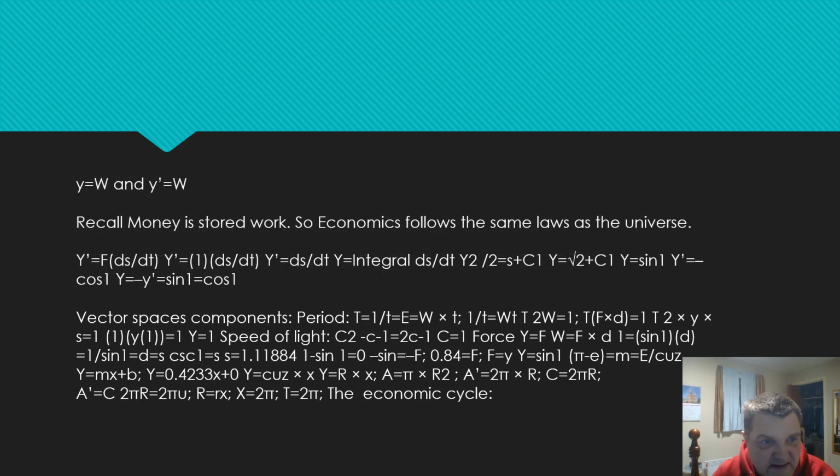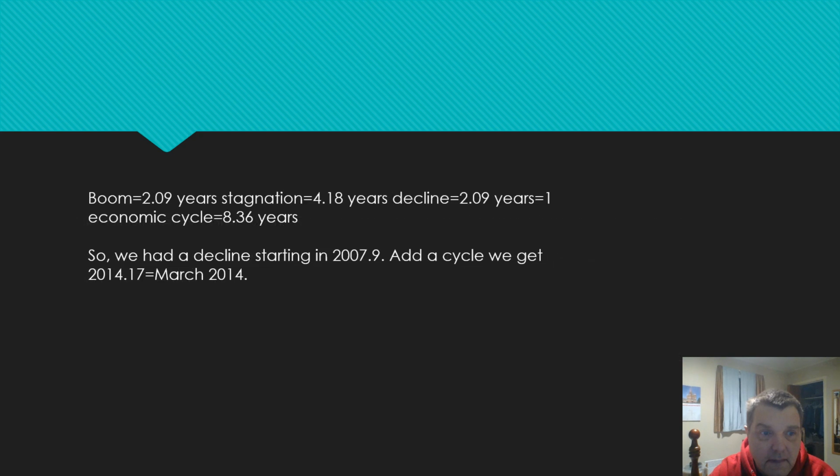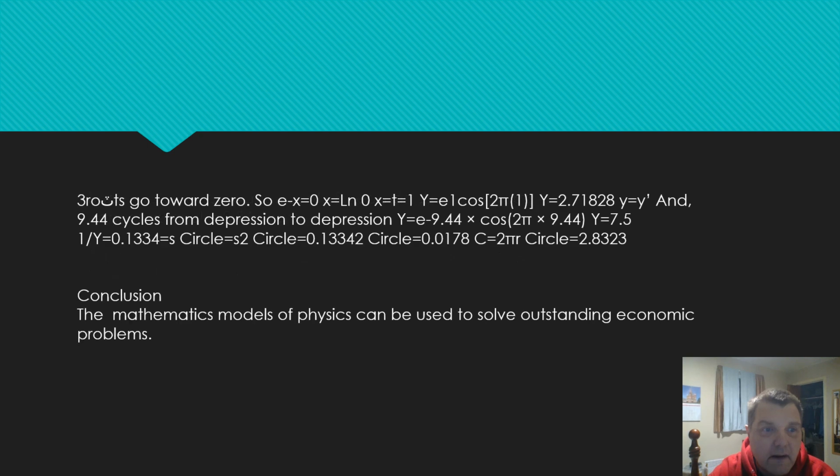So Y, GDP, is equal to work. E is energy, and work, and the time is 1, so energy is equal to the work. Recall that money is stored work, so economists use the same laws as the laws of the universe. So from boom to stagnation, we have 4.18 years. Let's draw that from up. So in conclusion, the mathematical model of physics can be used to solve outstanding economic problems.